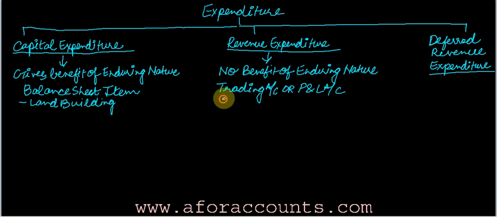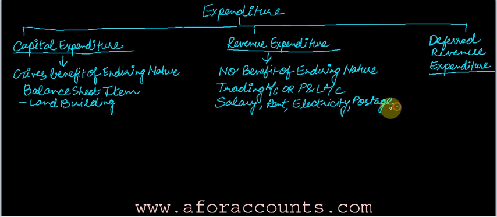But if you have paid some salary, rent, electricity expense, postage, commission, etc., all these payments, the benefit will be received within 12 months, one accounting year, and so they have to be generally placed in your profit and loss account. These sort of expenditures are called revenue expenditure.